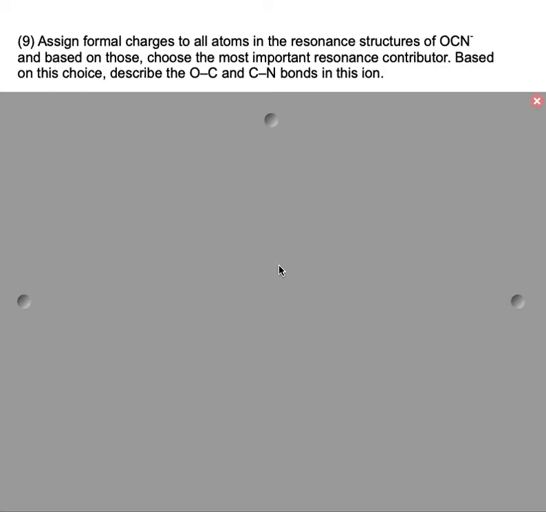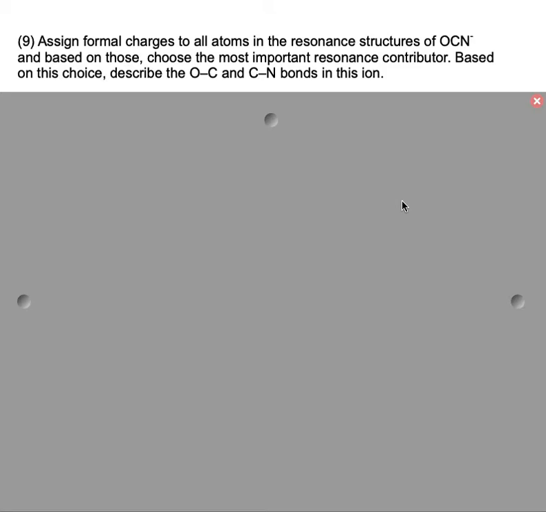So let's see an example of how this works. We're going to look at the cyanate anion, which has the formula OCN-. We're going to write all possible resonance structures. We're going to assign formal charges to all atoms in each resonance structure, and based on those and the criteria just mentioned, choose the one that we're going to say is the most important resonance contributor, and then based on that, describe what the OC and CN bonds look like.